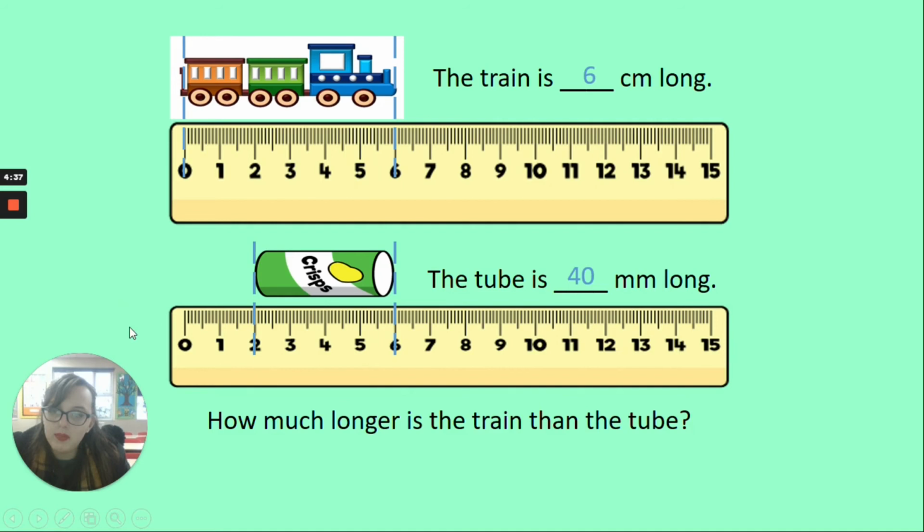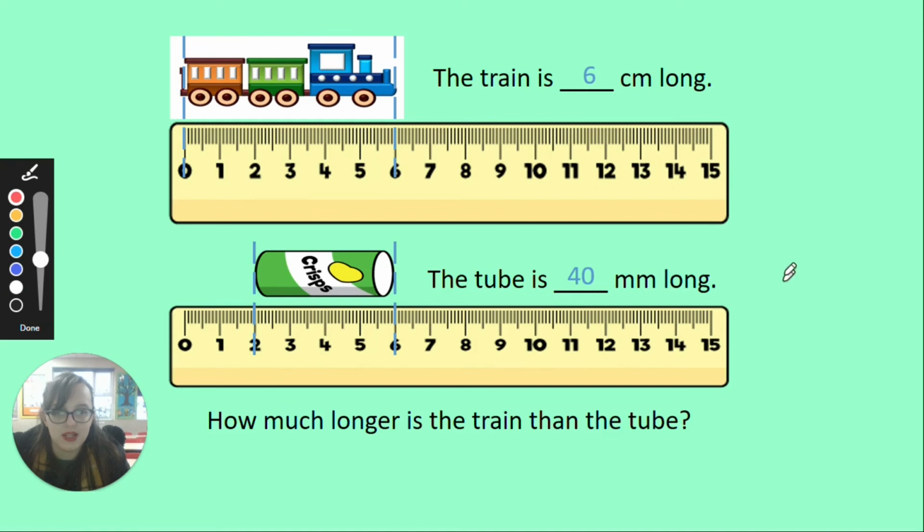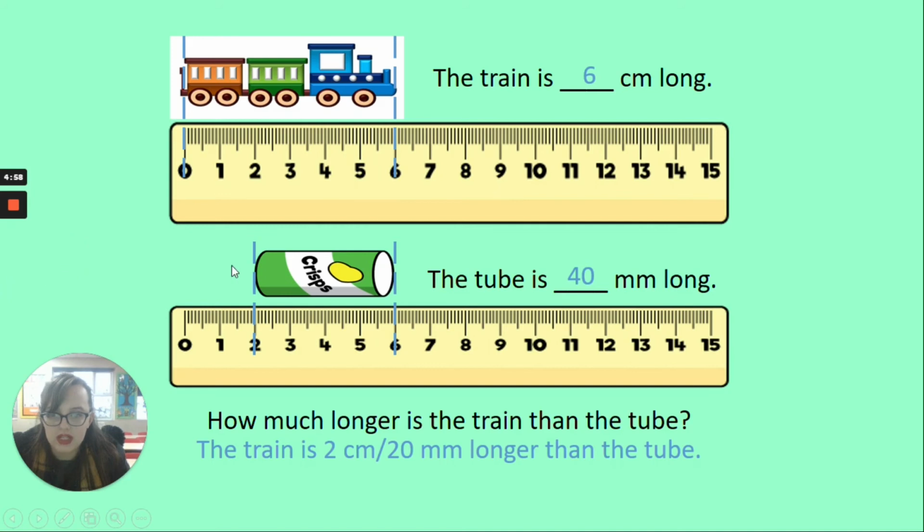How much longer is this train than the tube? Well, the train is 6 centimetres long, the tube is 40 millimetres long, and we've just worked out that 40 millimetres is the same as 4 centimetres. So how do I find out how much longer the train is? If the train is 6 and the tube is 4, well, all I need to do is subtract them, and 6 take away 4 is going to give us 2 centimetres. I could have done it in millimetres, 60 millimetres take away 40 millimetres to get 20 millimetres.